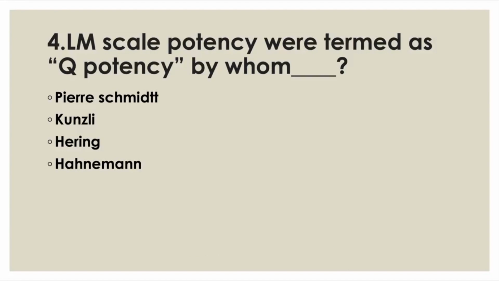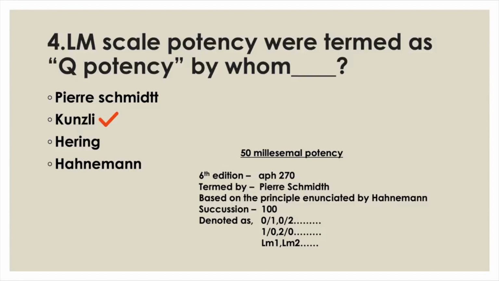By whom? Option A, Pierre Smith. Option B, Kunzli. Option C, Hering. Option D, Hahnemann. Answer, option B, Kunzli. 50 millesimal potency is explained in aphorism 270 in 6th edition of Organon of Medicine. This is termed by Pierre Smith, based on the principle enunciated by Dr. Samuel Hahnemann. Total number of succussions 100, denoted as 0/1, 0/2, etc. or 1/0, 2/0, etc. LM1, LM2, etc.